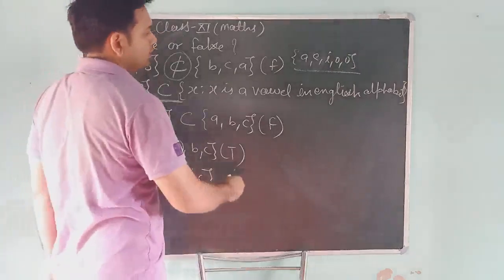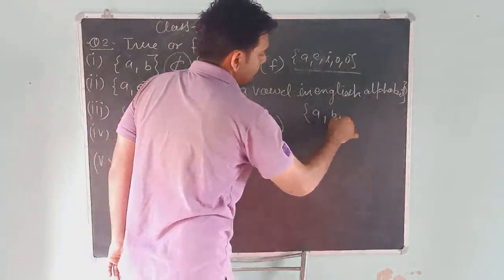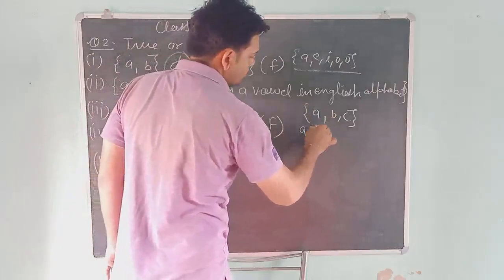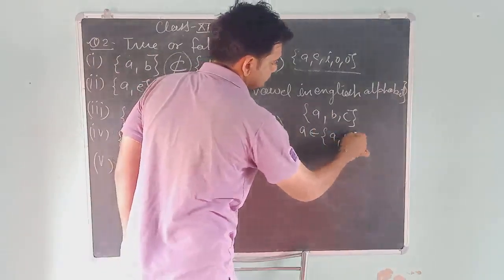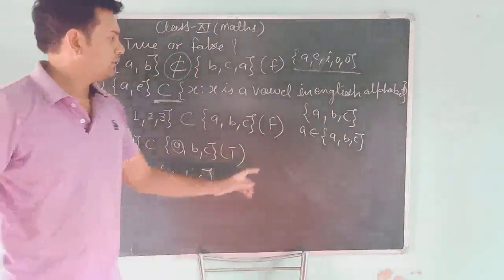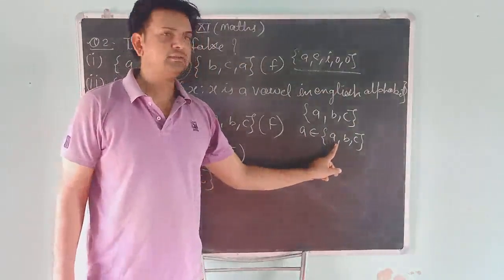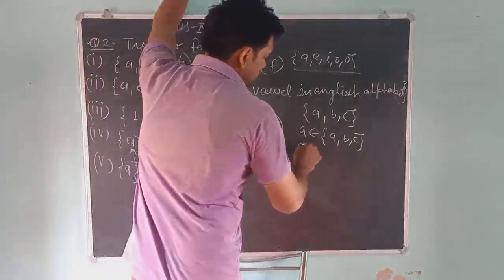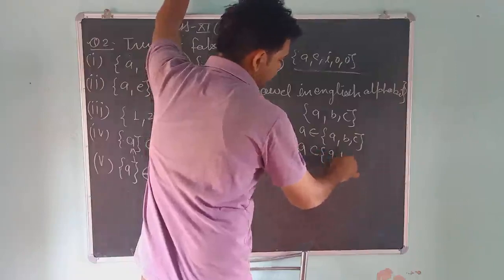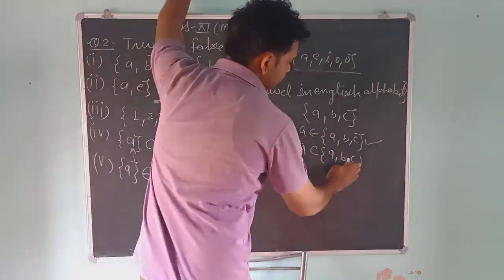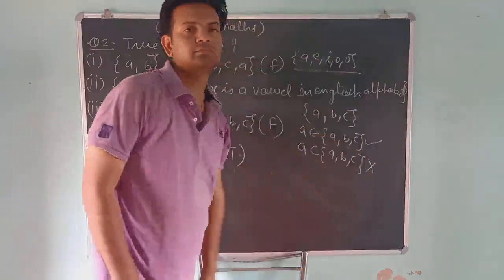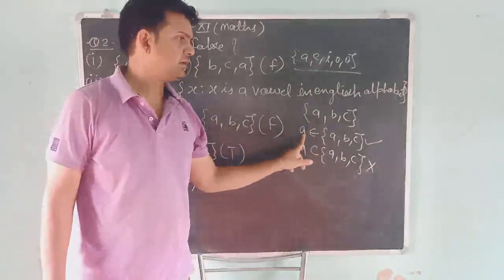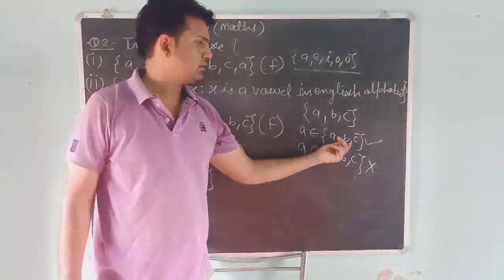Suppose that you have this set, A, B, and C. If you write that A belongs to this set, this is correct. Here element A belongs to the given set. But suppose a student writes that A belongs to ABC. This is right because A is the element, so we can say that A belongs to the given set.